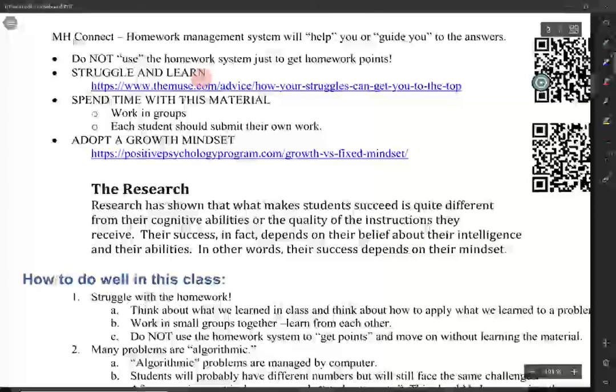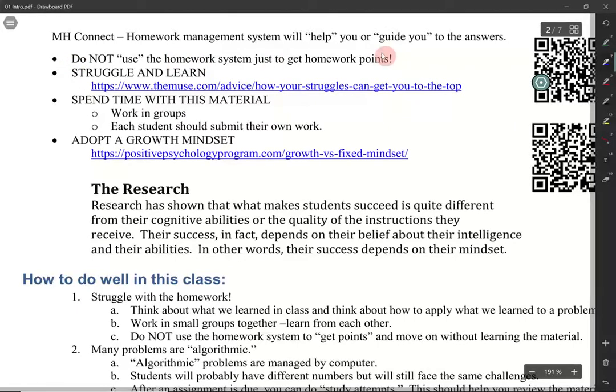So as I mentioned, we do have a homework system called MH Connect. The system will actually help you and guide you to answers. What I think the sort of high school approach to doing the homework on MH Connect would be is to basically use it to get some homework points. Just click, type in something, guess, and if that's not right, guess again. Okay, got it. Move on. Then you're in that quasi-learn, not even test, but just get-points mode. That's the worst, by the way.